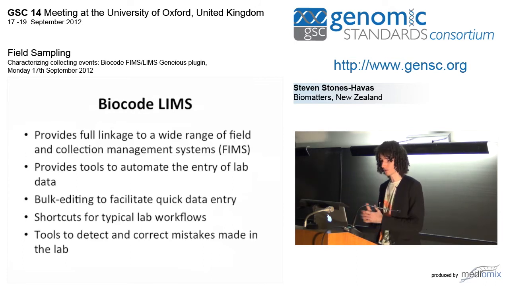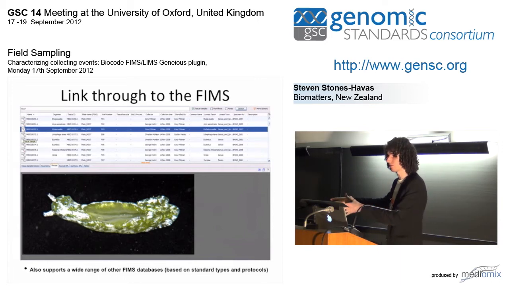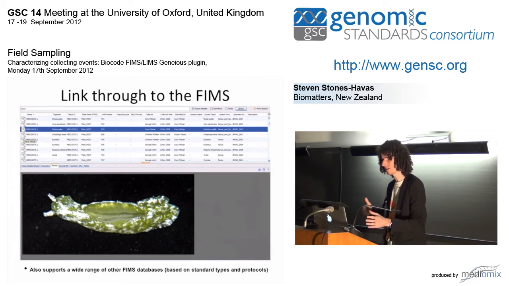Then the second module is the Biocode LIMS, which handles your lab data. It provides full linkage to all the FIMS databases I talked about before, and it provides a whole bunch of automation tools. I'll show you here. You can see it's linked to a field database, so you can immediately get all your field data in the lab. That can be really powerful because you can start to ask questions like, say, this group of specimens, they've all failed. You can query, perhaps they were all collected around a certain time, and maybe something happened with the preservation, or maybe they were from a particular locality, or maybe it's a taxon that doesn't work with your primers.